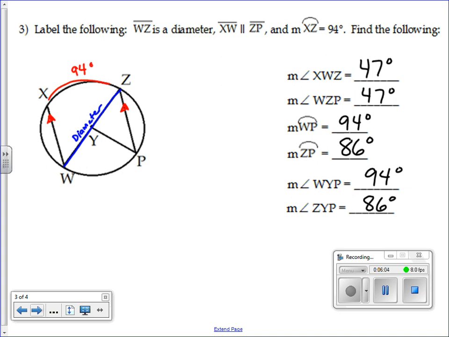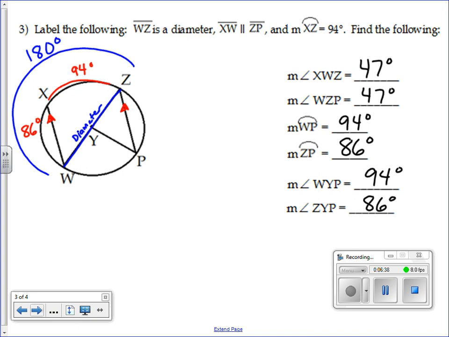All right, so what I would do is I would just work with the picture. Let's figure out what we could label and then go back and actually fill in all the blanks. So the first thing that catches my eye is the diameter. I know the diameter splits a circle into semicircles, so everything from W to Z is 180. This will help me figure out arc XW, because we can do 180 minus 94, which gives us 86. So over here, we can label that as 86.